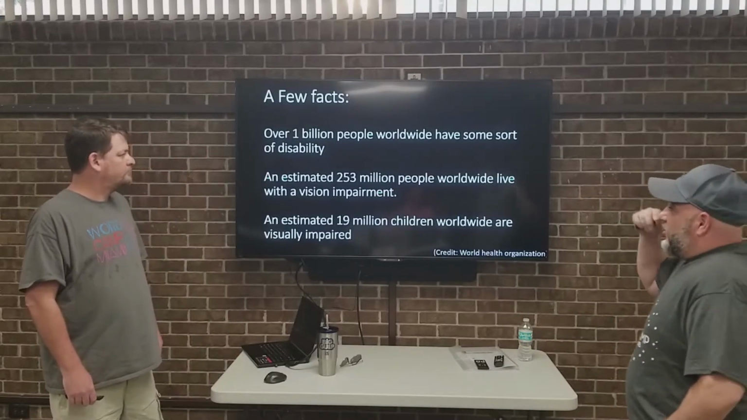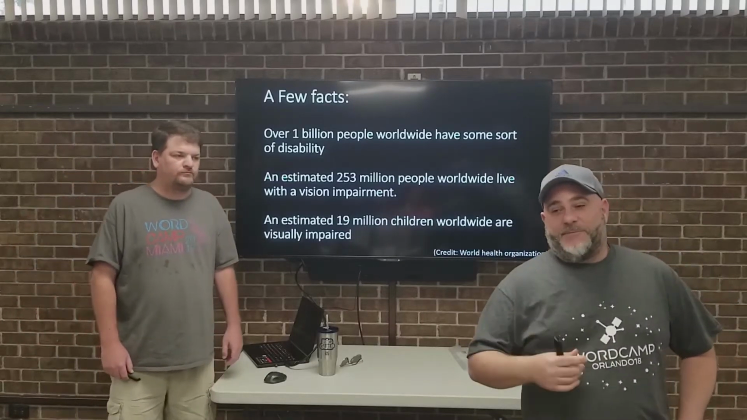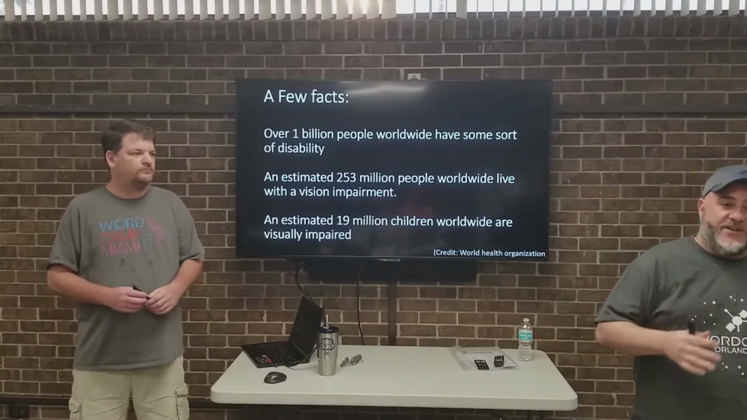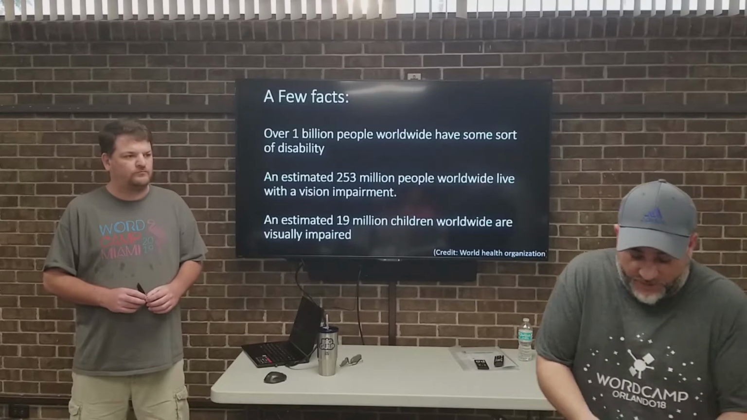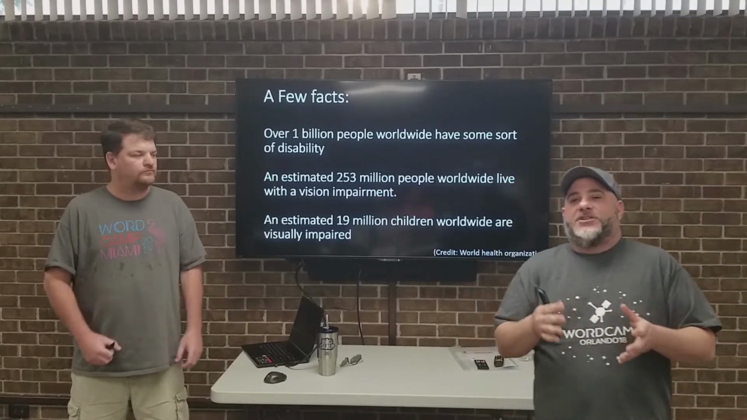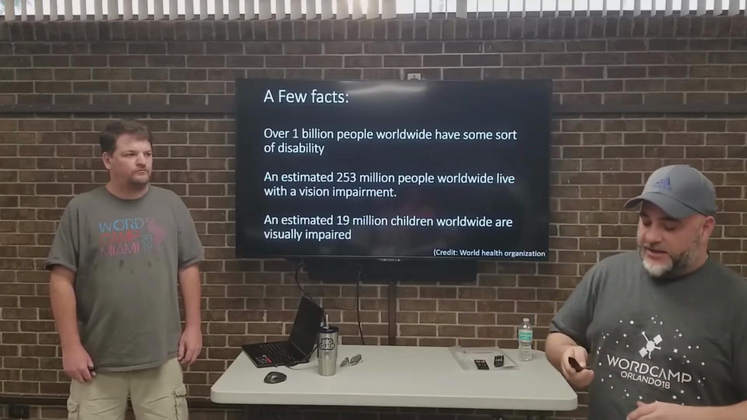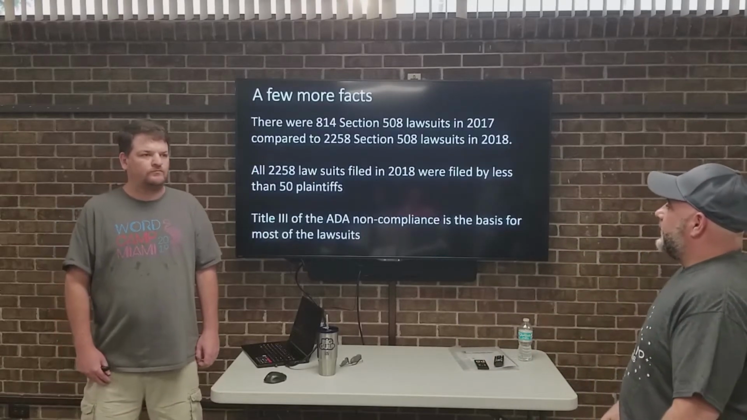Okay, a few facts. Over 1 billion people have some sort of disability. That's a lot of people. Of that, 253 million people have some sort of vision impairment. And then you take that subset down even more, you're dealing with 19 million children that have a visual impairment, that aren't able to get on the internet and access any of that content.